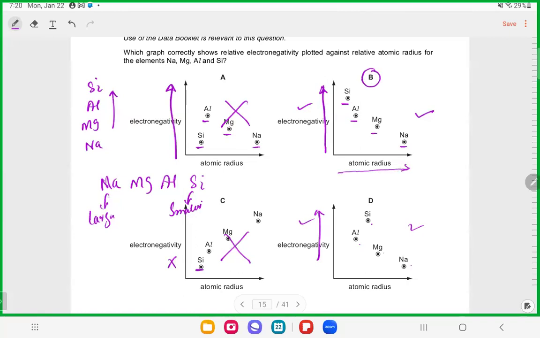यू कैन सी इन दिस डायरेक्शन द स्मॉलेस्ट रेडियस इज फॉर सिलिकॉन, उससे बड़ा एल्युमिनियम, उससे बड़ा यू हैव मैग्नीशियम, एंड द लार्जेस्ट वन इज फॉर sodium, and this one is wrong.